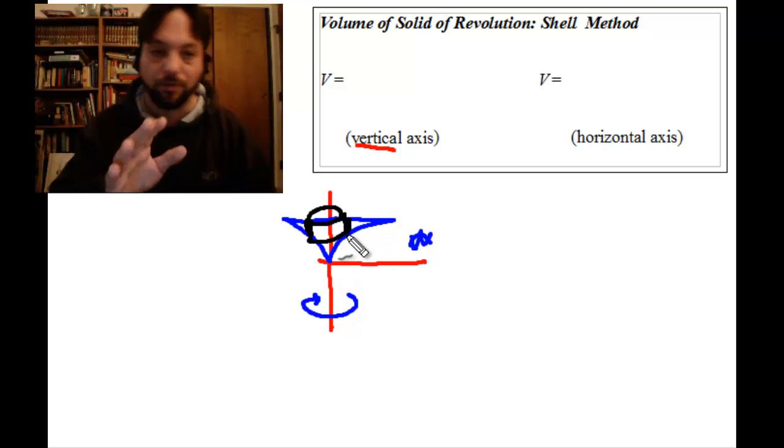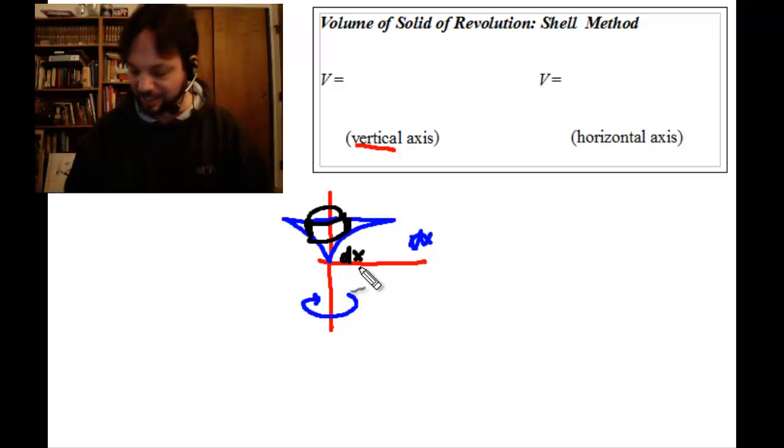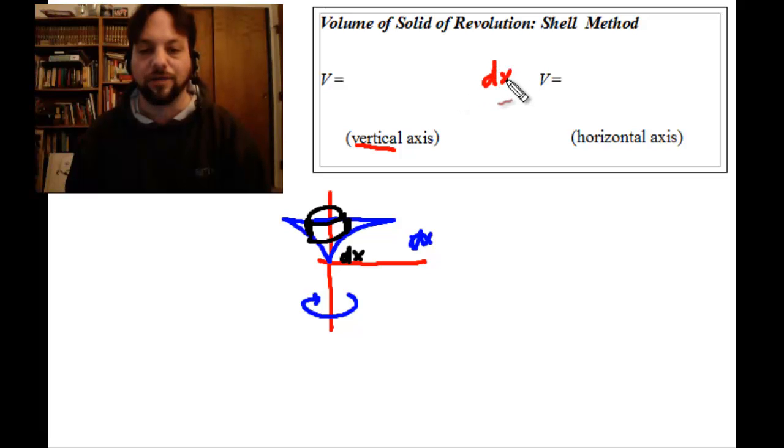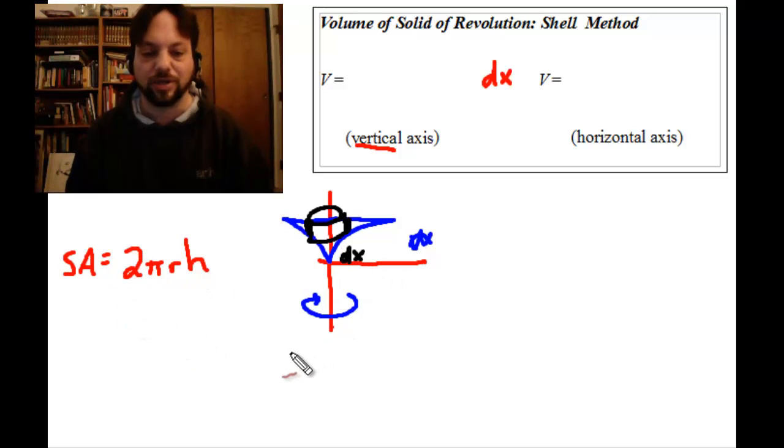How wide is each shell? Before we begin talking about the radius and the height and all that, how wide is each shell? Well, in this particular example, the width of the shell is going to be dx. And what that means is that everything here needs to be in terms of x. Remember that the surface area of a cylinder is nothing more than the circumference of the circle multiplied by the height. Of course, 2 pi is a constant, so all I really need to deal with here is what is the radius and what is the height.